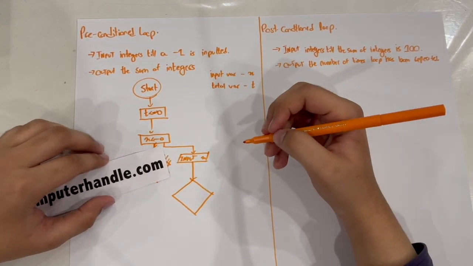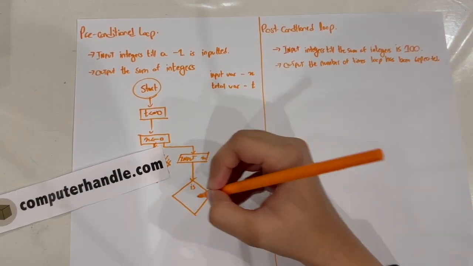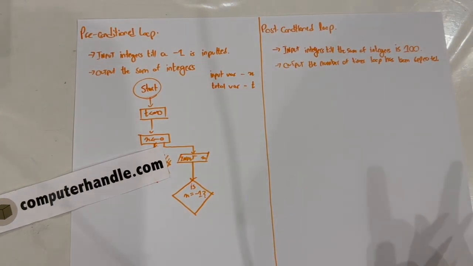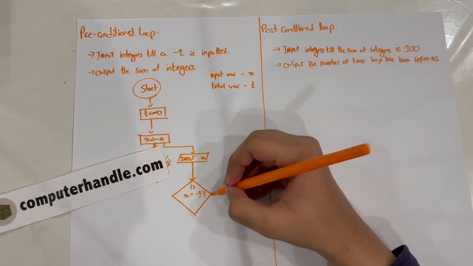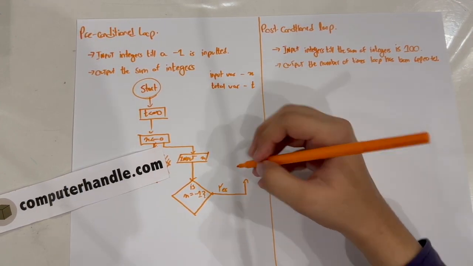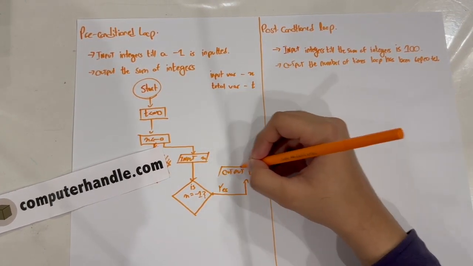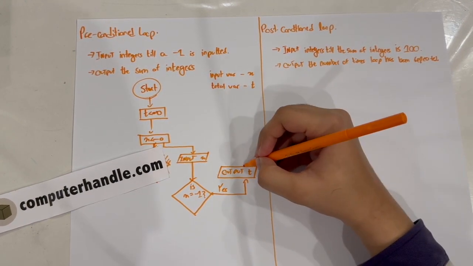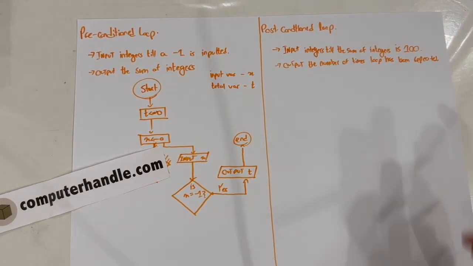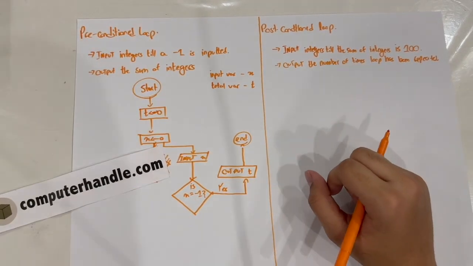We need to input the variable x, and now we have to check whether x is -1 or not. So we're going to write a condition: is x equal to -1? If it's yes, we're going to end the program, and we're going to end it in this direction to save some space. This is the yes arrow. So I'm going to say output t, which will be the total. And then end the program.